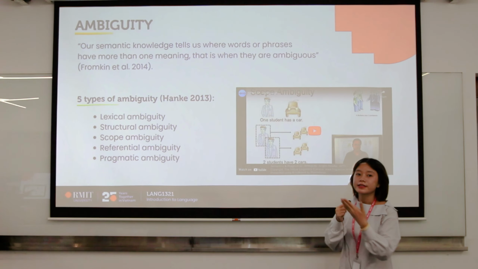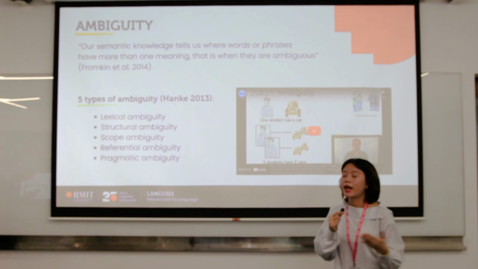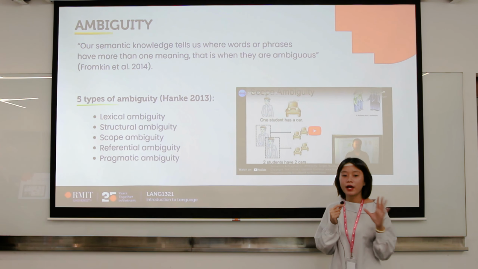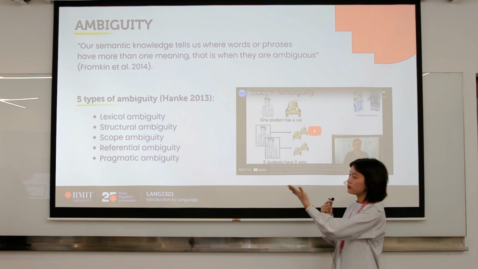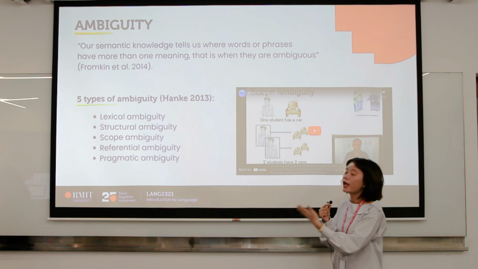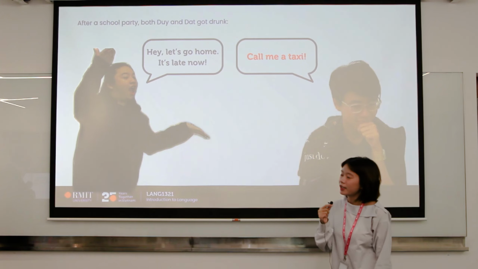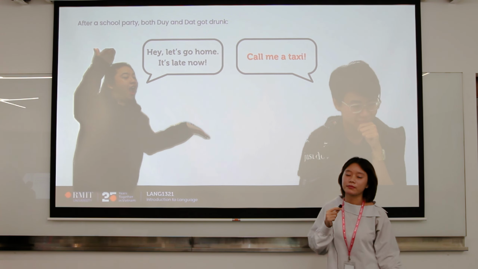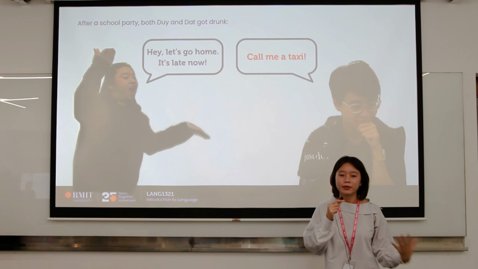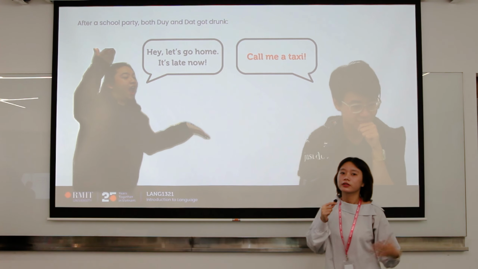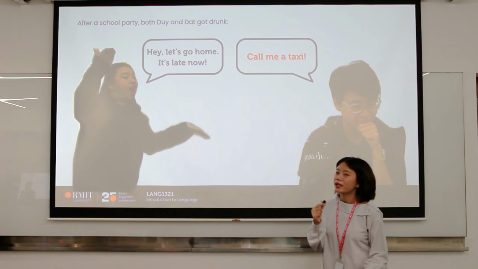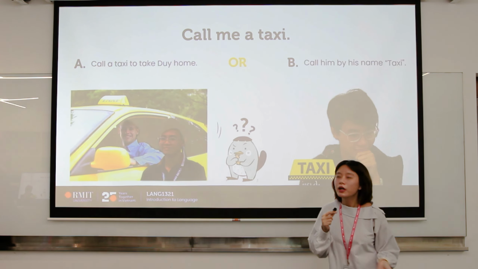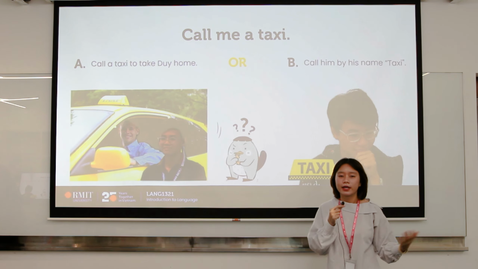Our semantic knowledge tells us when words or phrases have more than one meaning. That is when they are ambiguous. I will introduce you to five types of ambiguity: lexical, structural, scope, referential, and pragmatic ambiguity. Here I have an example for you too. Say that I say, "Hey, let's go home, it's late now." And then you reply with the sentence, "Call me a taxi." What does it mean? You want him to call you a taxi, like your name is Taxi, or call a taxi to take you home?